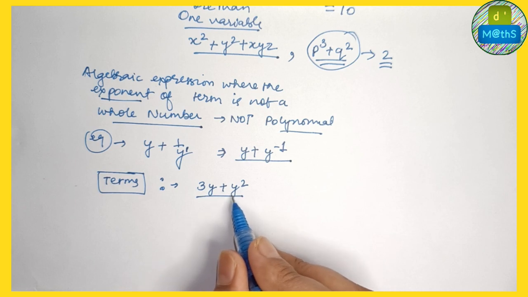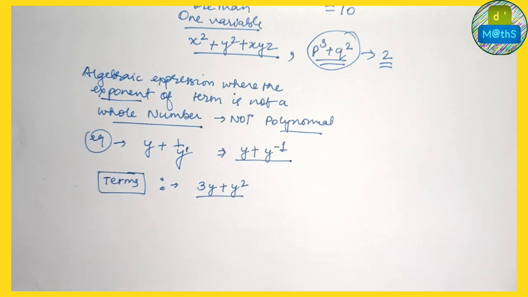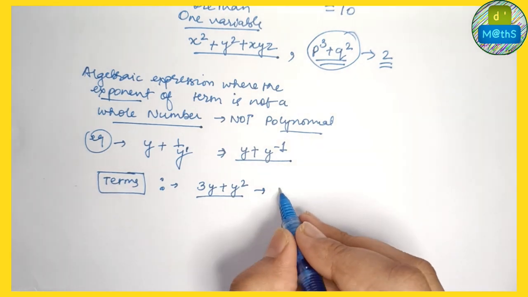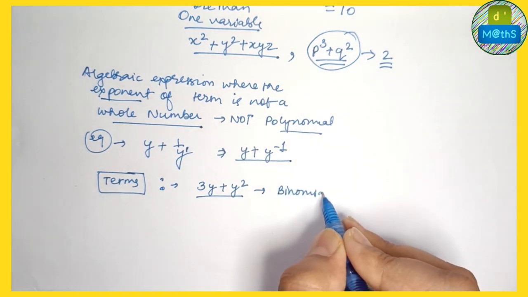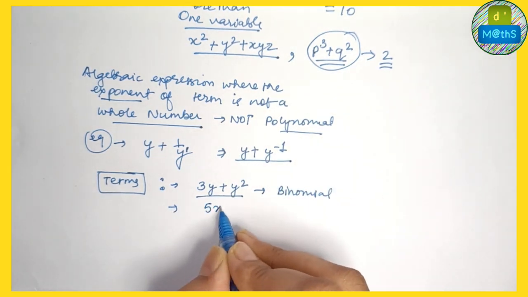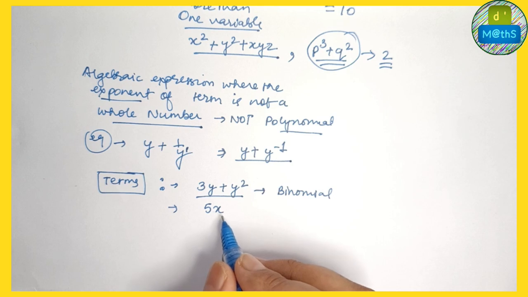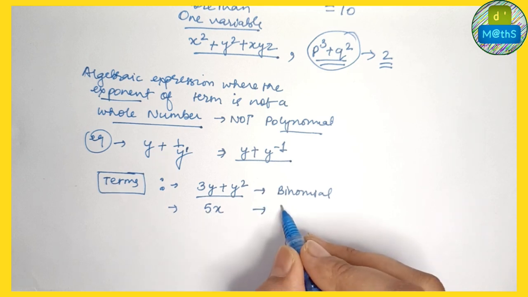In an equation there can be one term also, two terms also, three terms also. When there are two terms, it is called a binomial. Suppose something is given as 5x. So 5x is what? It is one term only, because 5x is in multiplication only. So 5x is a monomial.